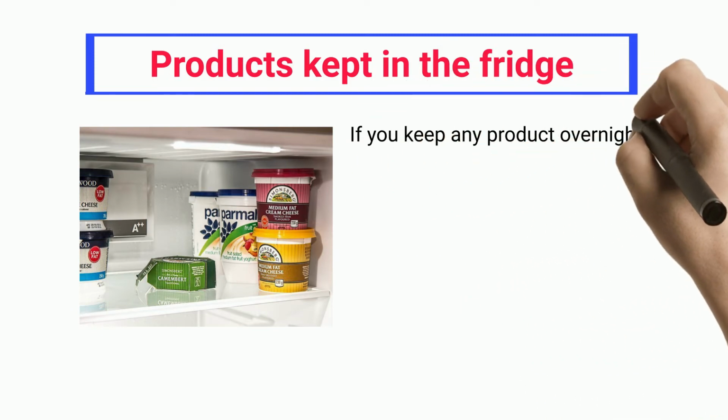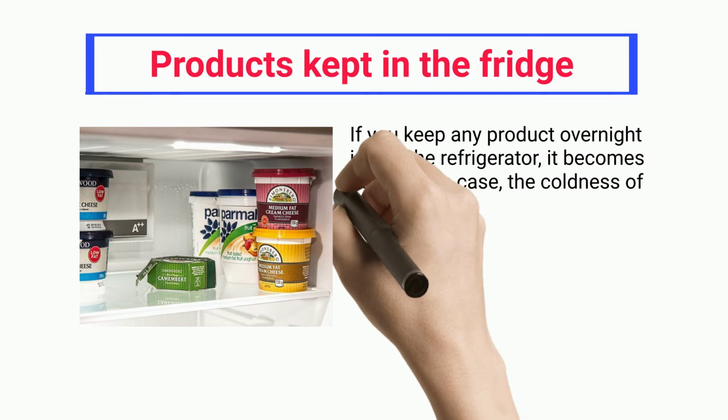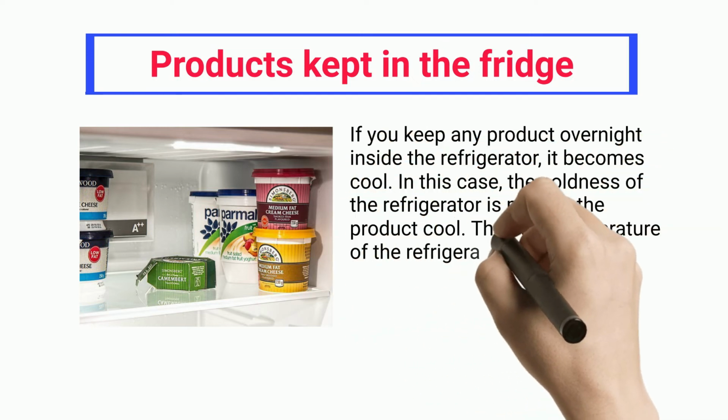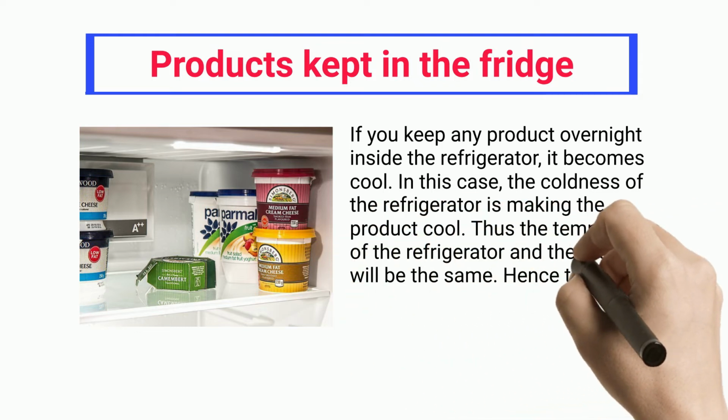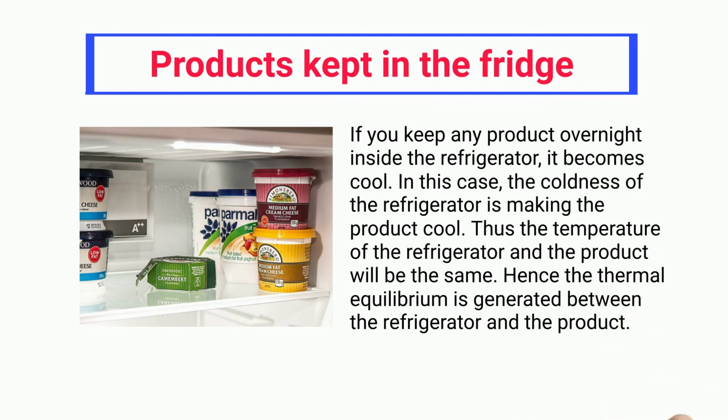Products kept in the fridge. If you keep any product overnight inside the refrigerator, it becomes cool. In this case, the coldness of the refrigerator is making the product cool. Thus the temperature of the refrigerator and the product will be the same. Hence thermal equilibrium is generated between the refrigerator and the product.